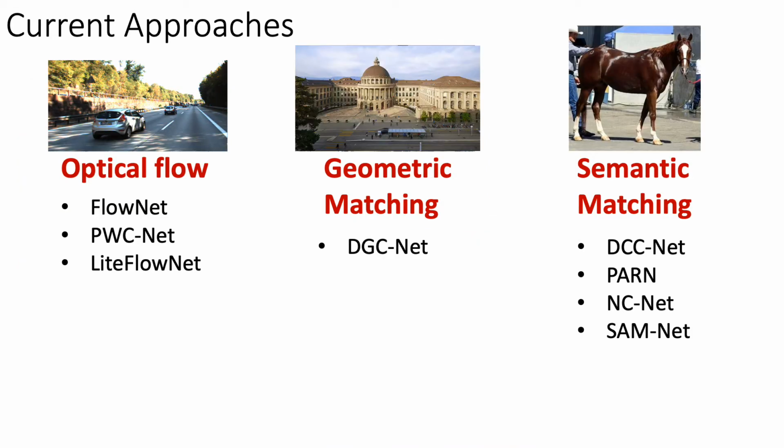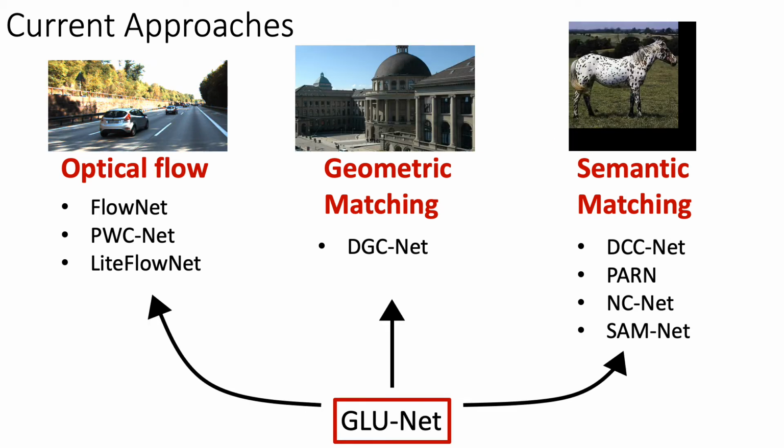Current methods generally address one of these tasks using specialized architectures that usually fail on other tasks. Our GLU-Net is applicable to all three tasks of optical flow, geometric matching, and semantic matching.